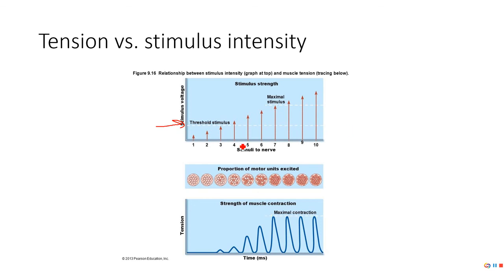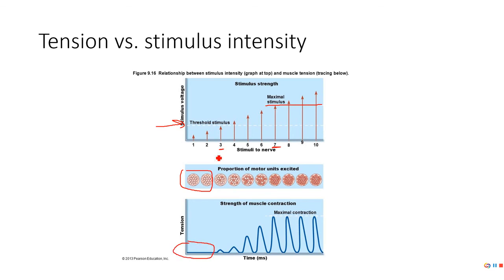So in this case, it's 3, right? That's our threshold. And then there's a stimulus up here where once we hit that stimulus, we've activated all motor units. And so that's 7. If we're below 3, notice that we don't activate any motor units. There's no tension or contraction that's occurring.